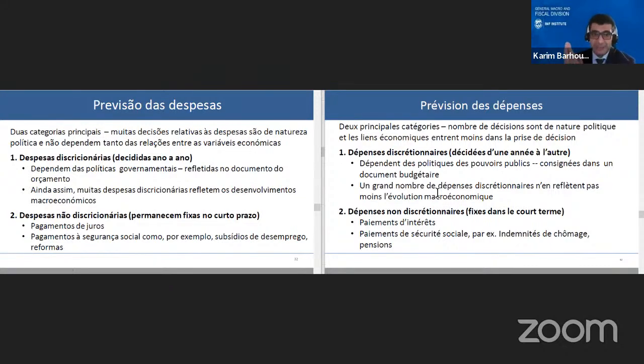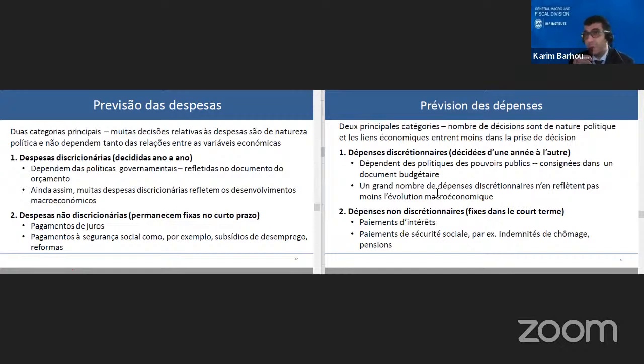On the one hand, we have the discretionary expenditure category, which is decided from year to year, mainly through the budget. It can be increased or decreased in the short run, and it can be estimated on the basis of decisions made by policymakers, as reflected, for example, in the budget document.